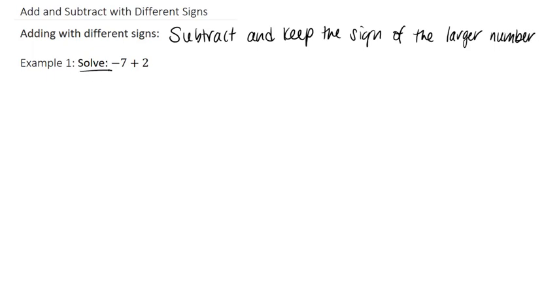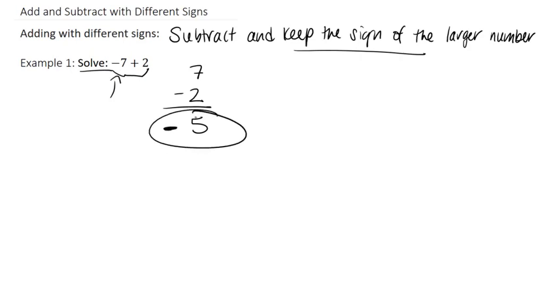So solve for the following. We have -7 plus 2. How we do this is we go 7 minus 2, because we always put the smaller number on the bottom. So we go 7 minus 2, which is equal to 5. But we keep the sign of the larger number, which is -7. So this is going to be -5, and this is our solution.